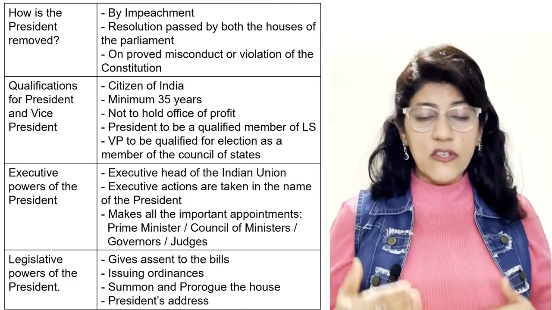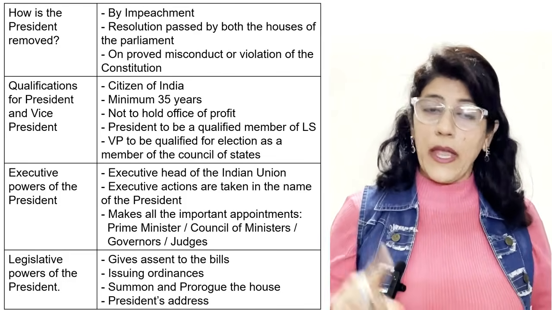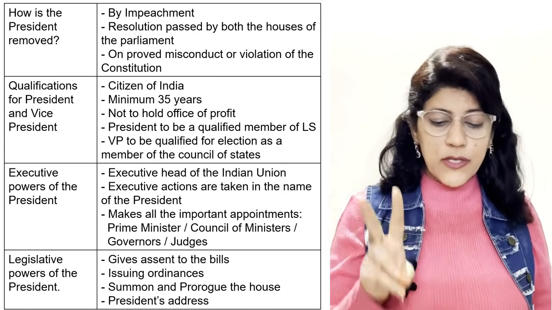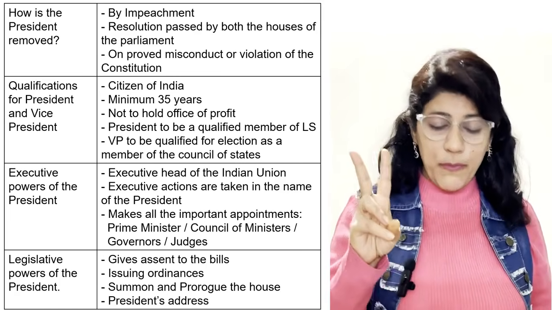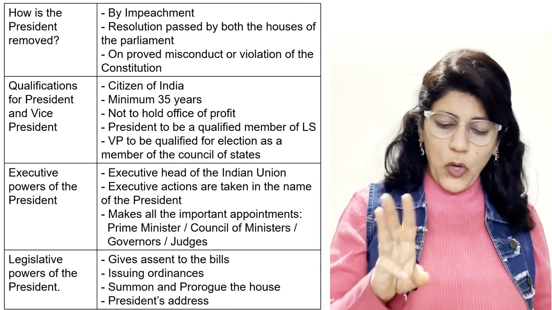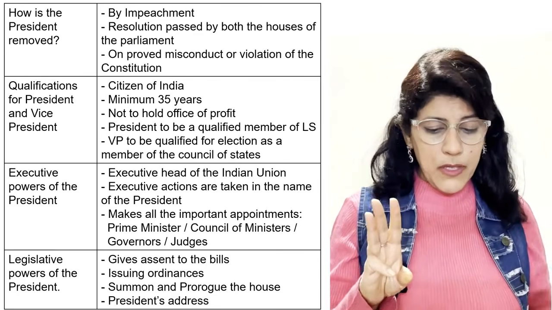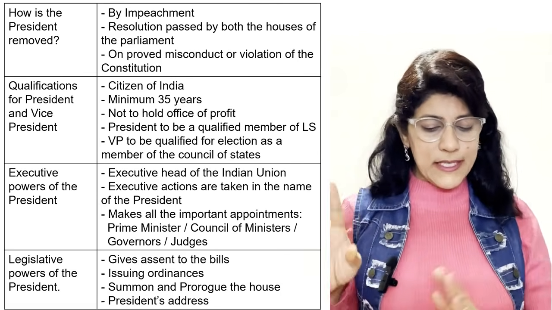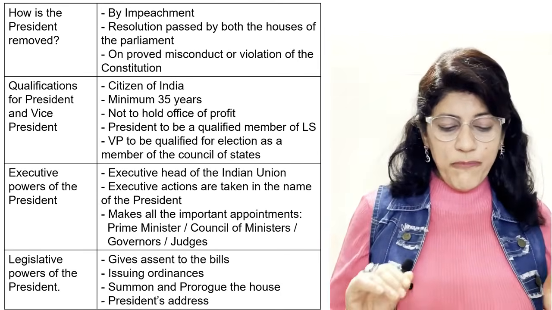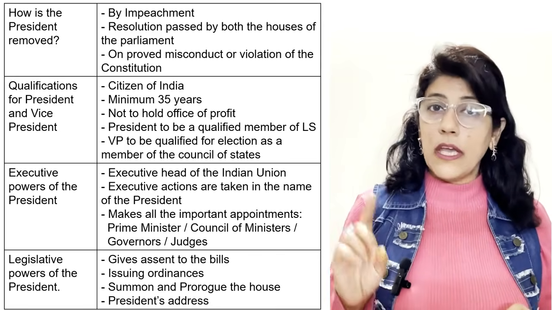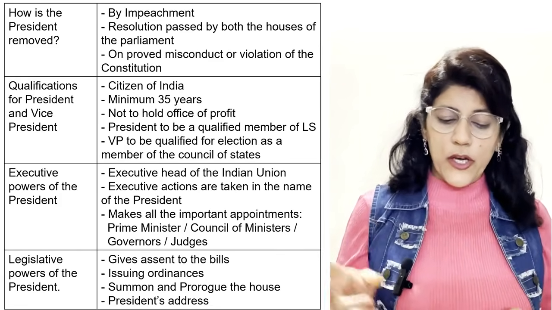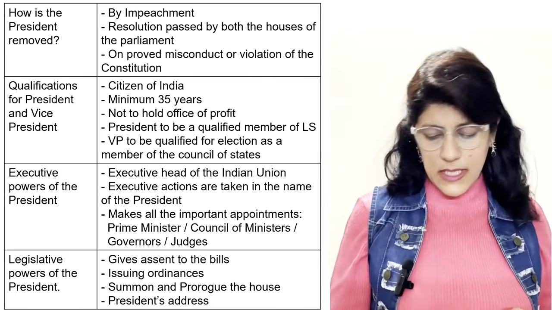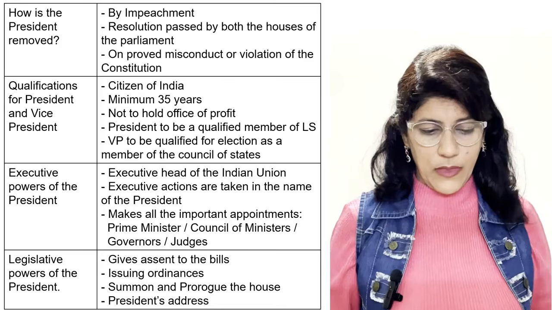Next is executive powers of the President. Executive head of the Indian Union. Executive actions are taken in the name of the President, who makes all the important appointments like Prime Minister, Council of Ministers, governors, judges, lieutenant governors, etc. Legislative powers of the President: give assent to the bills, issuing ordinances, summon and prorogue the house, President's special address.